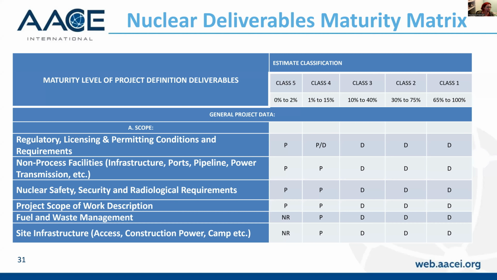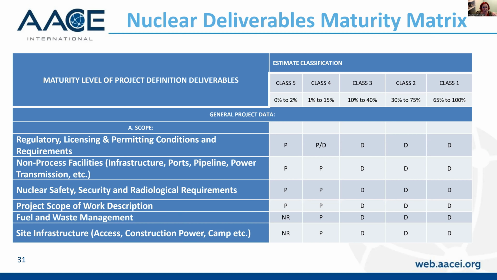So as you can see, we've included things like regulatory and licensing, permit conditions and requirements. So for example, at class 5, we expect these to be preliminary. But at class 4, where we expect 1 to 15% of our overall completion, and again, this is engineering completion, and you can see at class 1, 65 to 100. That means we're including our construction work packages. We're including our field engineering that is required to support execution.